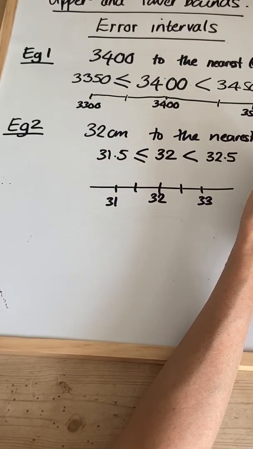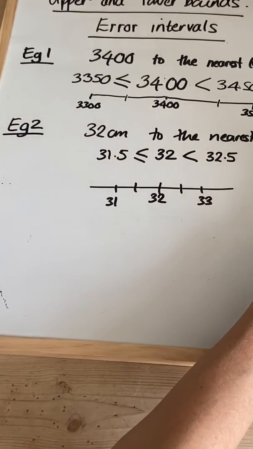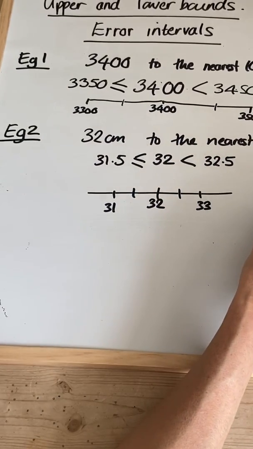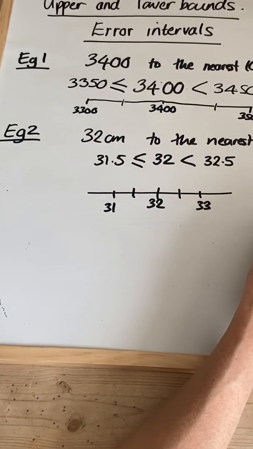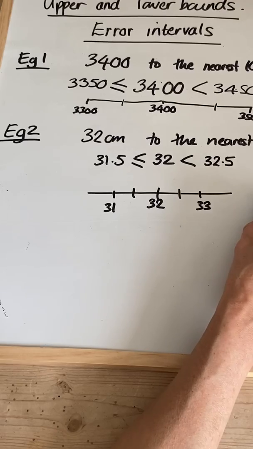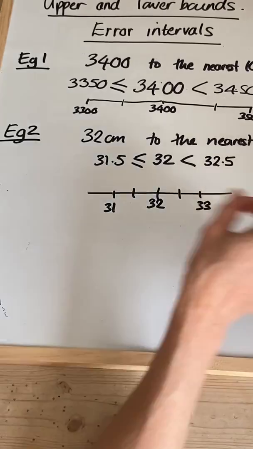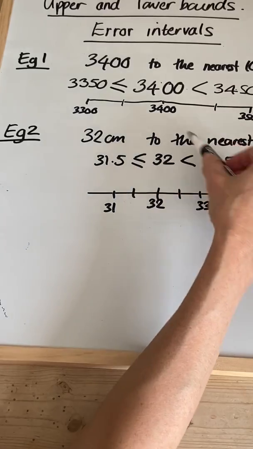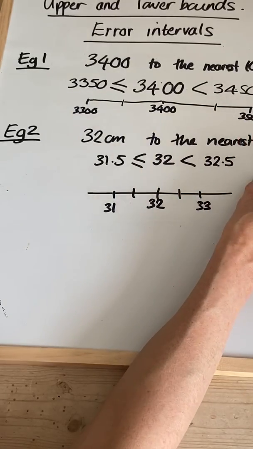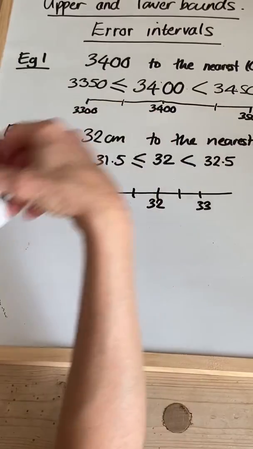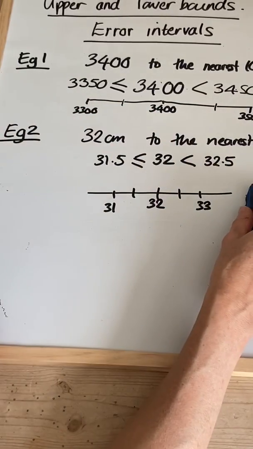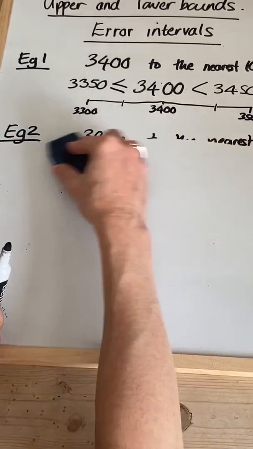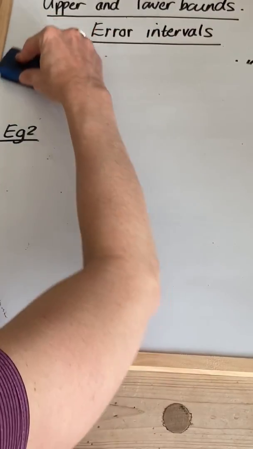I'm not sure if you can completely see my board, so I'm going to just move on to example 3 by rubbing these off. Remember you can pause at any time so that you can note things down. So just again, remember we've got our whole centimetre on either side. We're going to split that in half. Half a centimetre on either side gives us our upper and lower bounds, or our error interval. Next one.